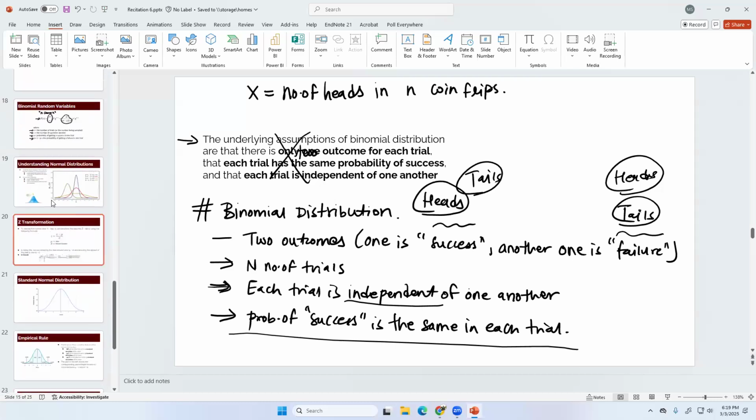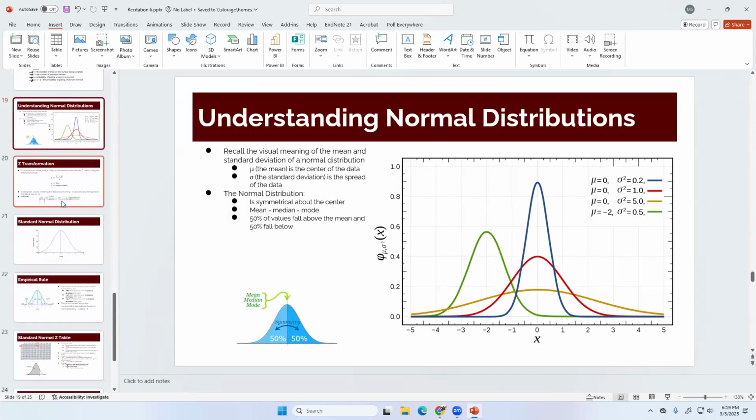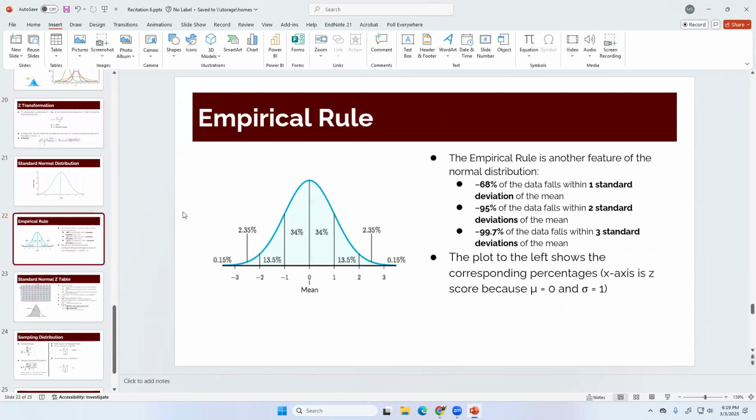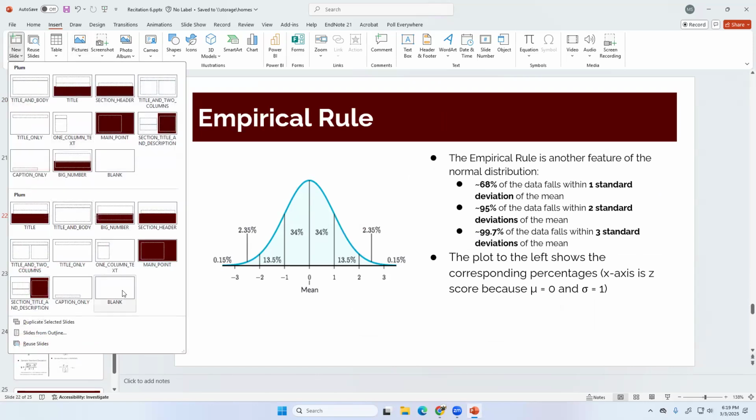So we have 10 minutes. The last thing I want to do is talk about the empirical rule. Have you guys been taught this in the class? Okay, okay.